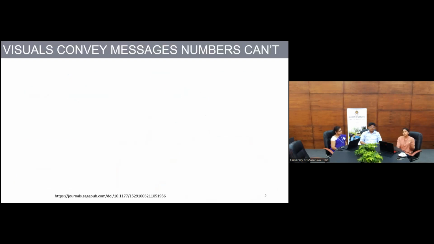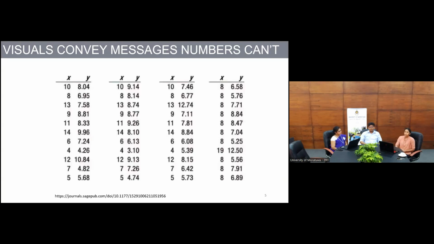Let me give you one other example about how visuals can convey messages that numbers alone sometimes can't. What we have over here are four sets of data. This is hypothetical data, right? Data on two variables, X and Y. Looking at this tells you nothing, right? If someone were to present their results in a paper like this, it would be rejected outright. You can't see any patterns. You can't tell anything from just looking at these four tables.